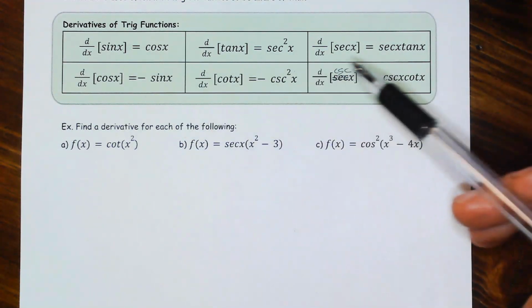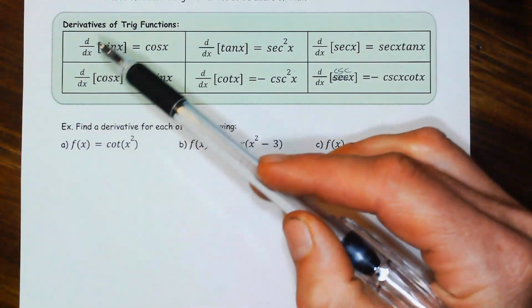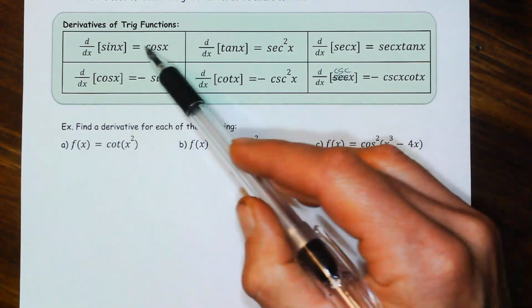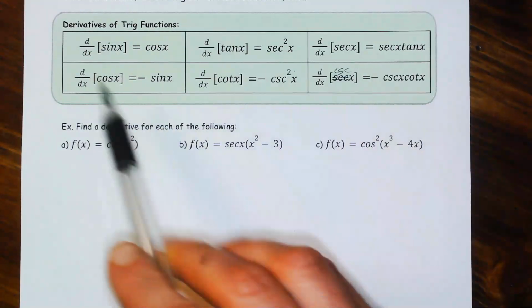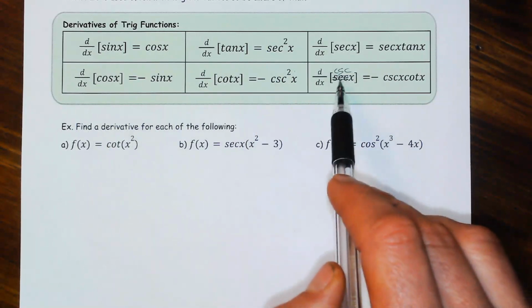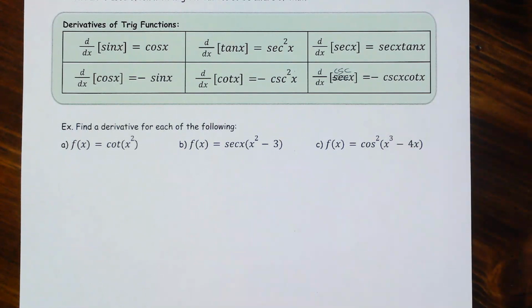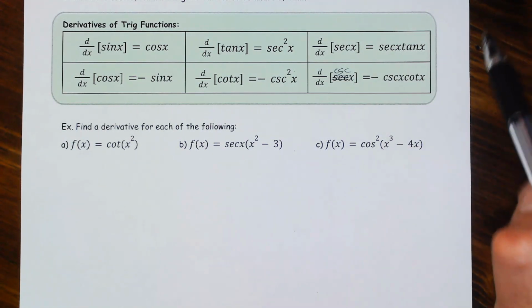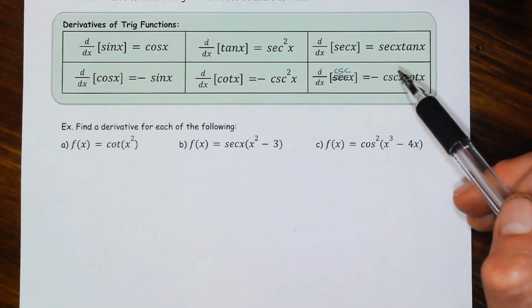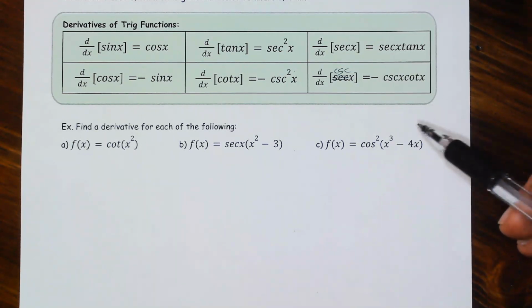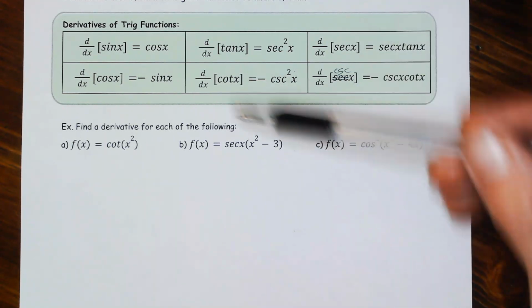Sine, tangent, secant. See how none of those have a co, and they all end up as positive. Okay, and then cosine, cotangent, cosecant all end up as negative. So that's a quick way of remembering. If it starts with a co, it ends up as negative. If it starts without the co, it ends up as positive. And then you basically have 3 rules to remember.